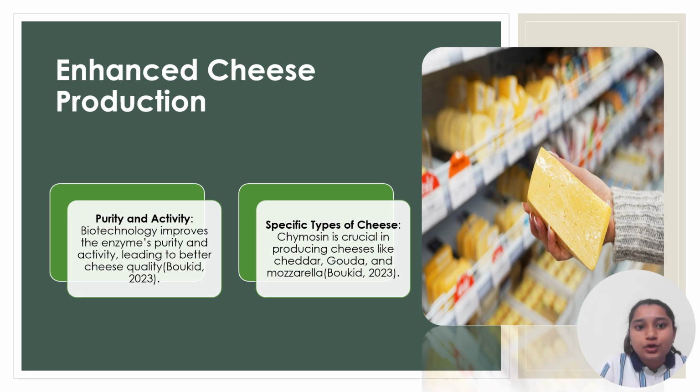Now I'm going to talk about the enhancement of cheese production. First, we are talking about the purity and the activity. Biotechnology enhances the purity and the activity of the chymosin. This results in a high quality cheese, a specific type of cheese. The chymosin is essential in making popular cheeses like cheddar, Gouda, and mozzarella.